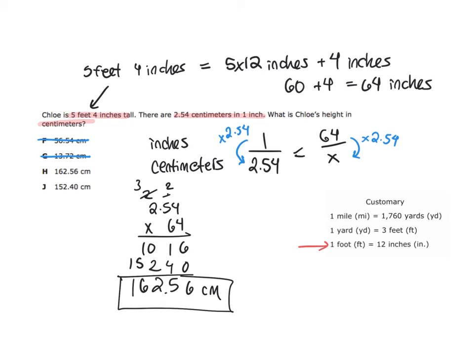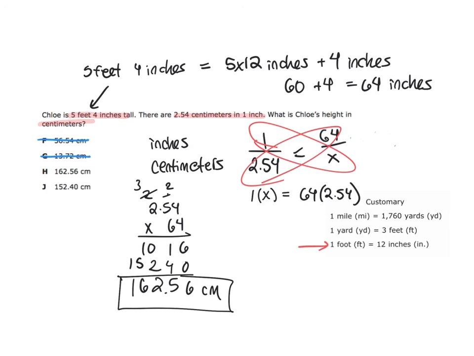Would I have gotten the same thing had I cross multiplied? Let's find out. So let's say I didn't multiply both by 2.54. Instead, I cross multiplied and divided. That would have given me this equation. And to solve it, all that I would have needed to do was multiply 64 times 2.54. And that would have given me the same result. Answer choice H. And that's everything that you need to know to convert between metric and customary units. Carefully look at your formula chart, write a proportion, and solve it using the method of your choice.